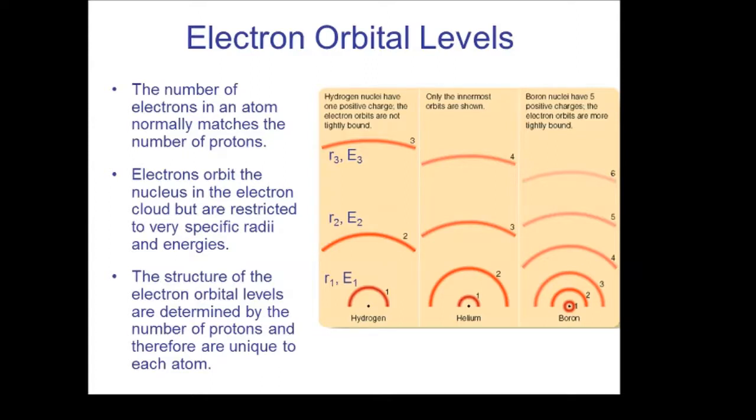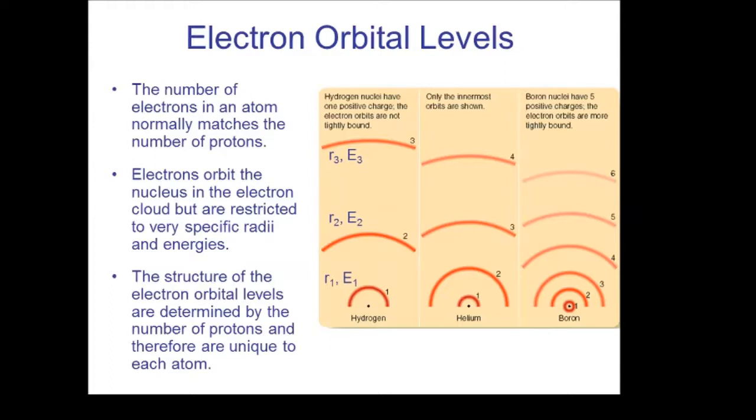Electrons are in these levels. The structure of the levels is determined by how many protons there are, because the protons attract the electrons. And therefore, each atom has its own unique structure to its levels. Hydrogen looks a certain way. Helium has a slightly different structure to it.